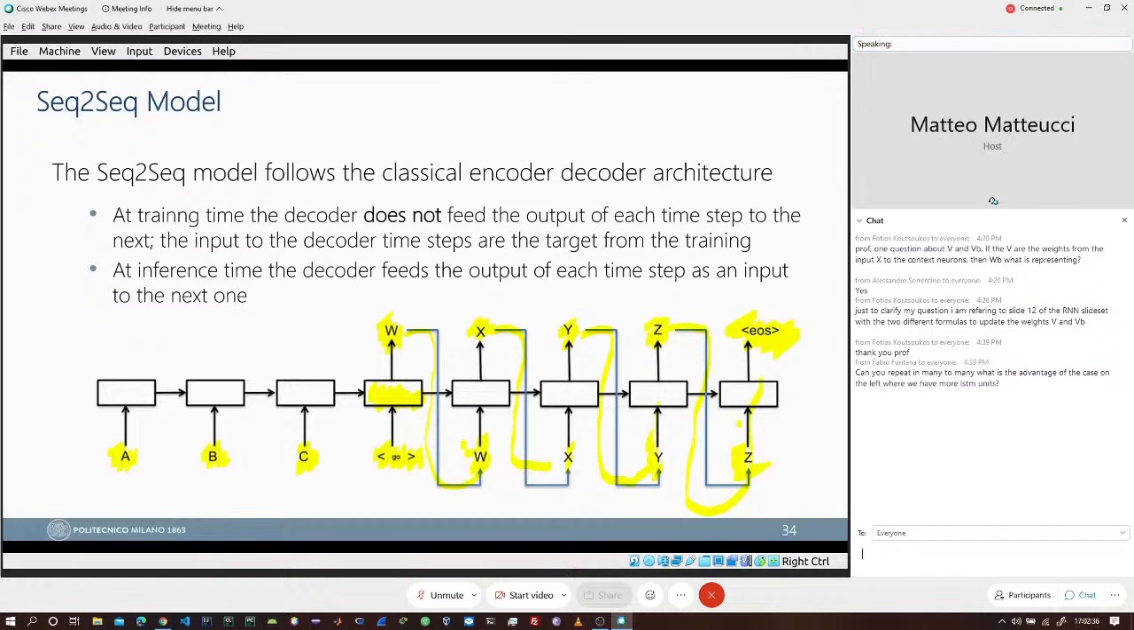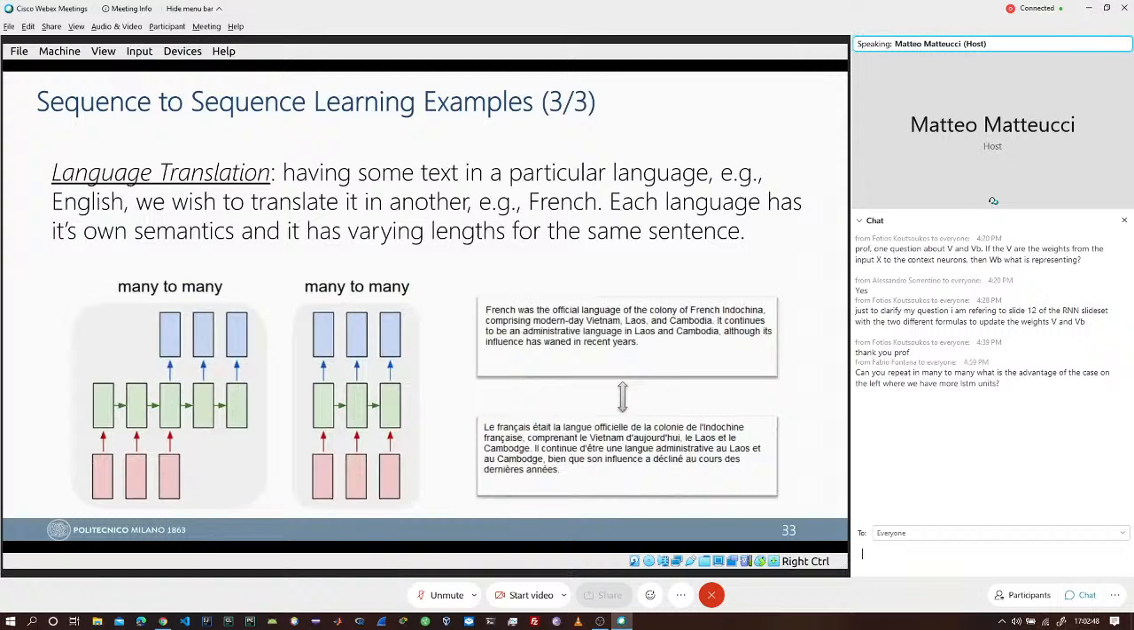There's a question on the chat. I was reading it. Can you repeat in many-to-many what is the advantage of the case on the left where we have more LSTM units? Just a second, let me understand your question. So in this case, it's a many-to-many, where what you do is embed your question into a hidden representation, and then you base your question or your translation on this hidden representation.